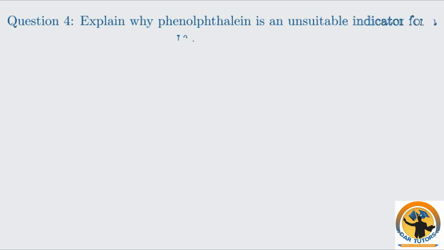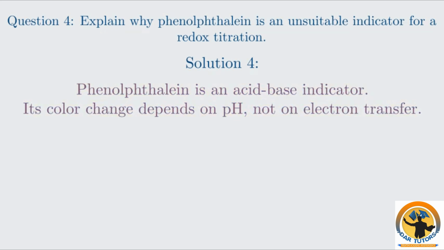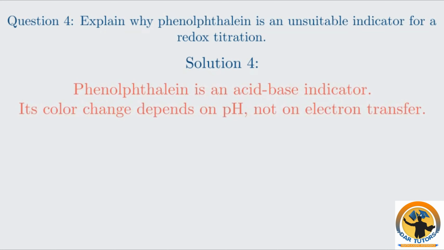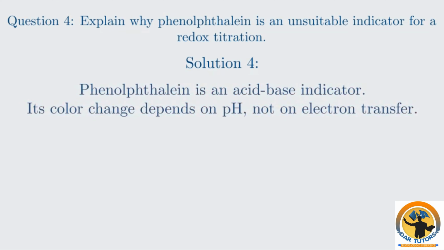Our next question is about redox indicators. Why is phenolphthalein an unsuitable indicator for a redox titration? The answer is straightforward. Phenolphthalein is an acid-base indicator. It changes color based on pH, not on oxidation state or electron transfer. It cannot tell you when the stoichiometric amount of reactants have reacted in a redox reaction because its color change is not linked to the redox process itself.